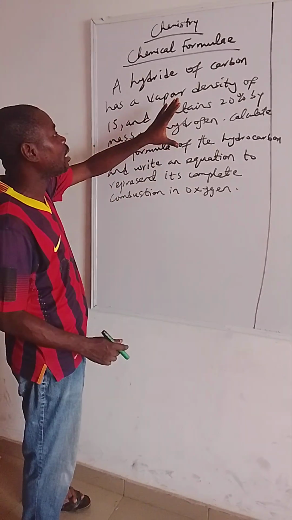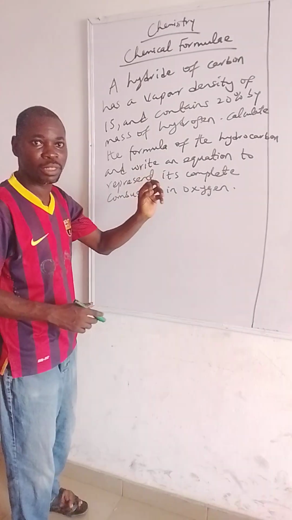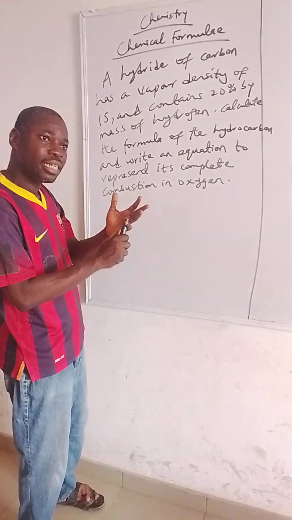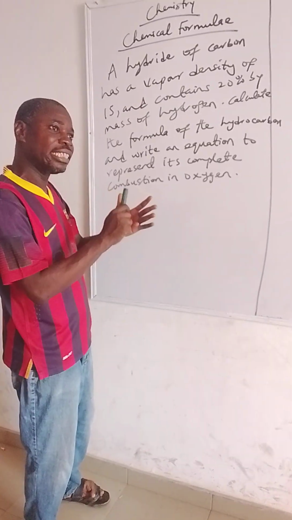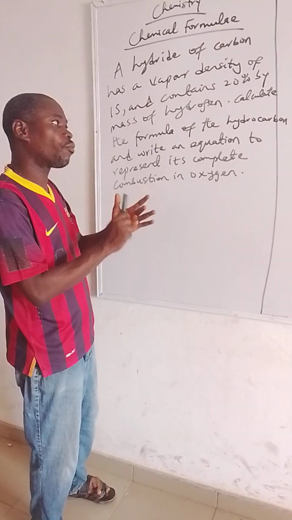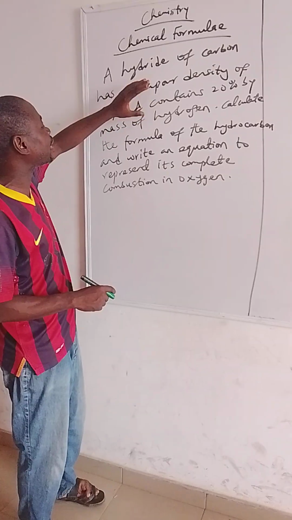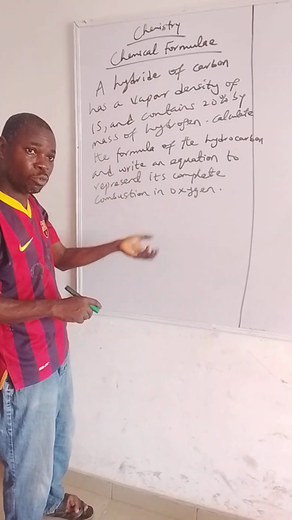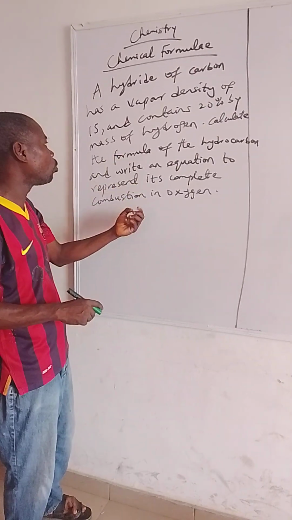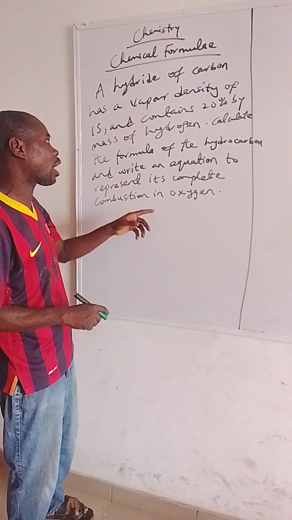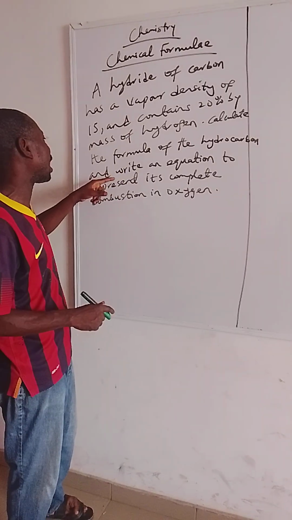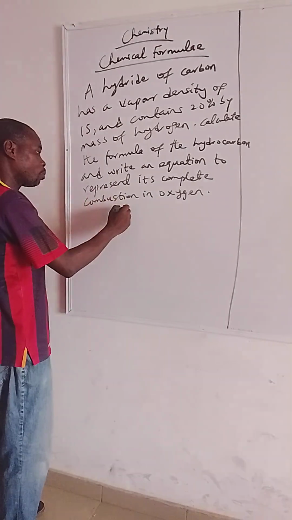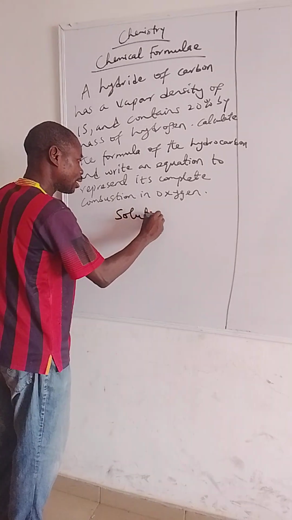So if I'm to write the formula of this hydrocarbon, all I need is to find the empirical formula, the molecular formula, and the structural formula. When they said I should find the formula, the formula is not restricted to the empirical formula alone. So I'm going to find the empirical, the molecular, and the structural. Then the second part says that I should write the equation to represent its complete combustion. Now let's provide a solution to this.